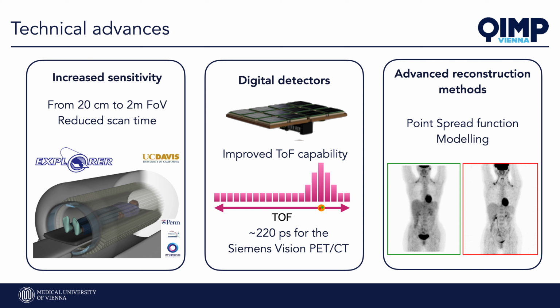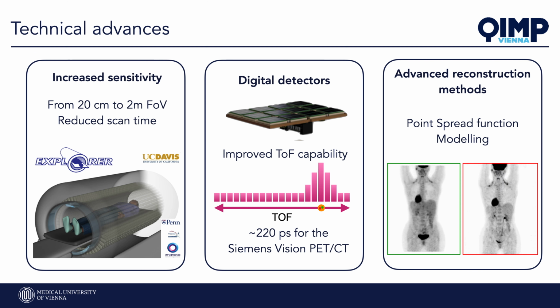So let's have a look at the technical advances of the PETs in the past years that can help us to reduce the injected activity to the patient and in this way to reduce the effective dose. So the new scanners have a way bigger increased sensitivity. At UC Davis, a new scanner called the Explorer was developed, which has an extended field of view from 20 centimeters for the regular scanners to 2 meters.